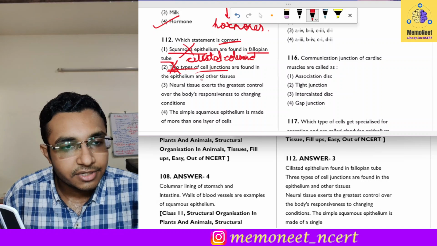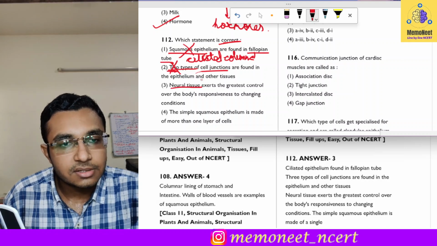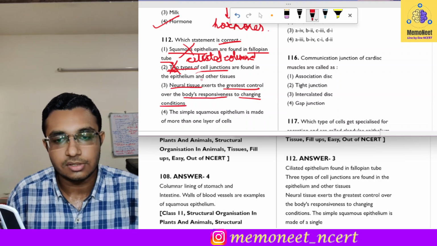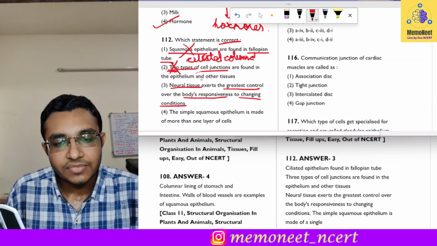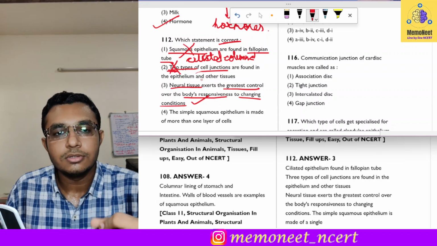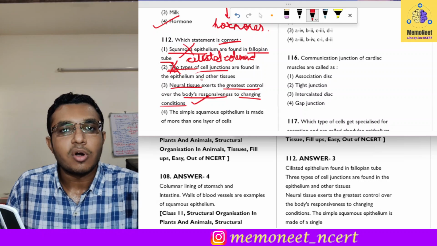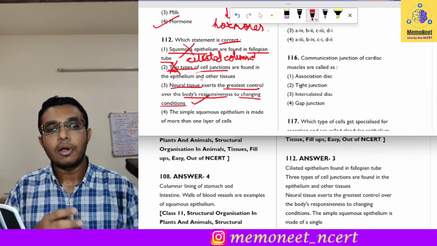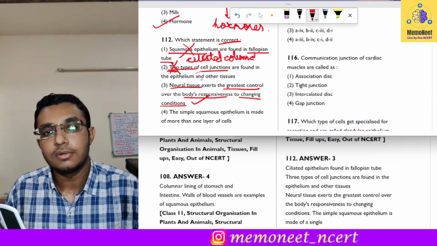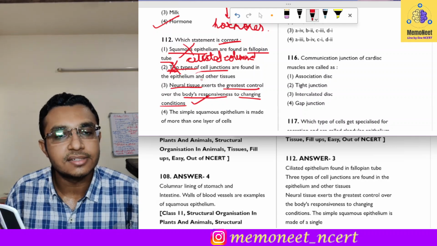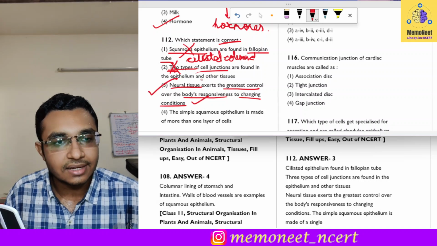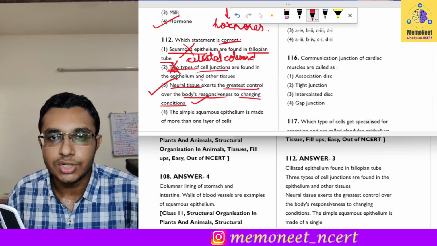The third statement is the neural tissue exerts the greatest control over the body's responsiveness to changing conditions. Is this correct? Yes, this statement is absolutely correct. It is the function of the neural tissue to exert control over the body's responsiveness. How our body responds to changing conditions is controlled by our neural system. So the correct answer of this question is option 3.